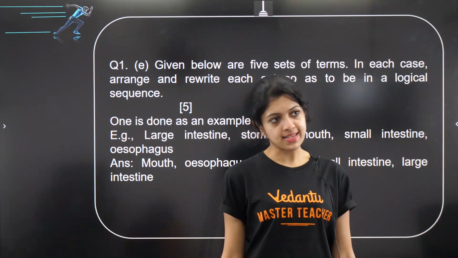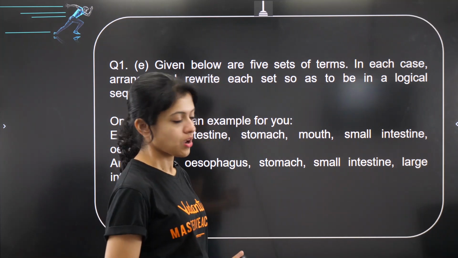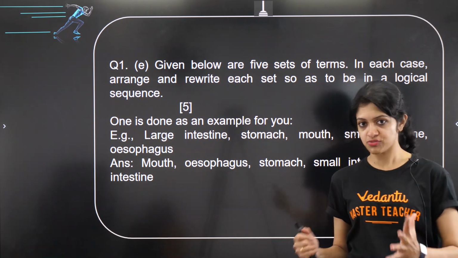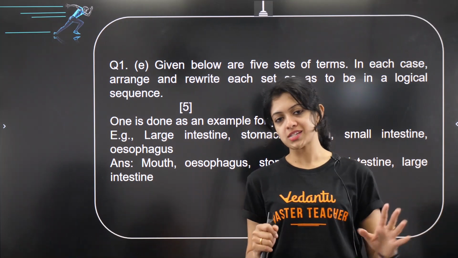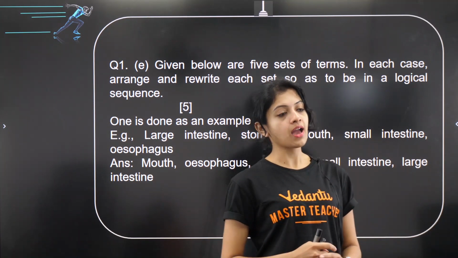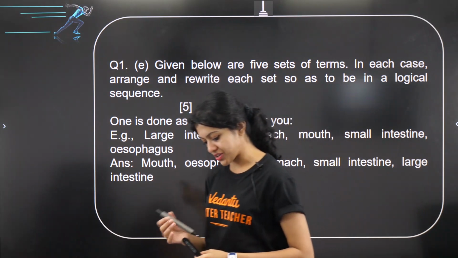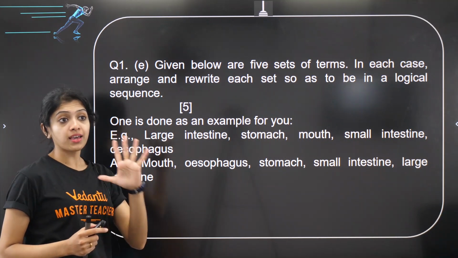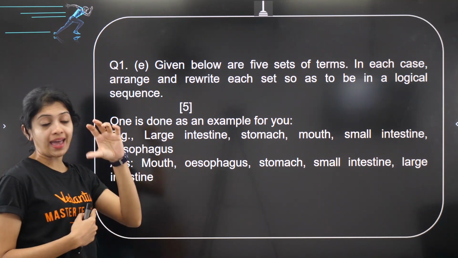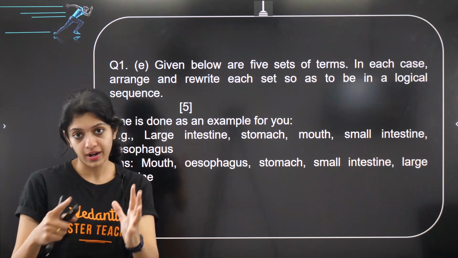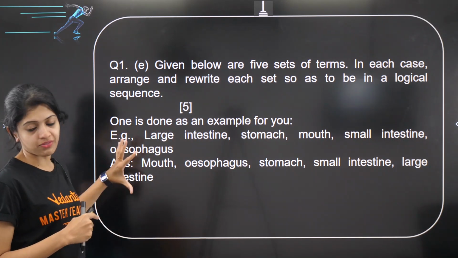Okay, so yes, now let's go on to sub question number 5. All right. Wow, can't believe we have already managed to cover 50% of what we had to for today's session. 20 marks are done, 4 questions done, which means 4 into 5, 20 done. Now let's start with sub question 5 or E. Now this is very, very interesting because we are given 5 sets of terms. In each case, you are expected to arrange and rewrite each word so that it is in a logical sequence.